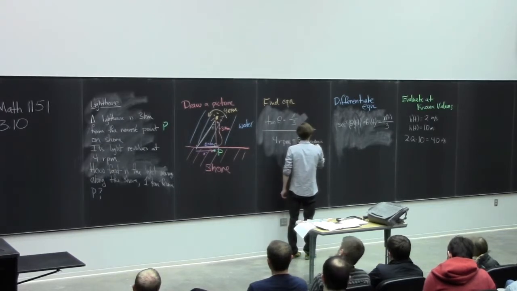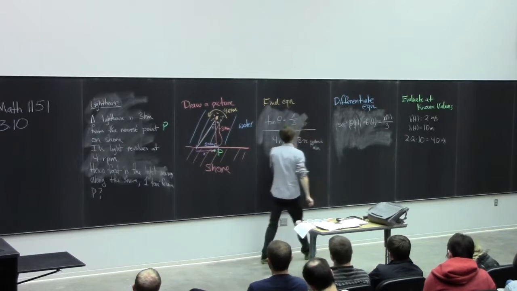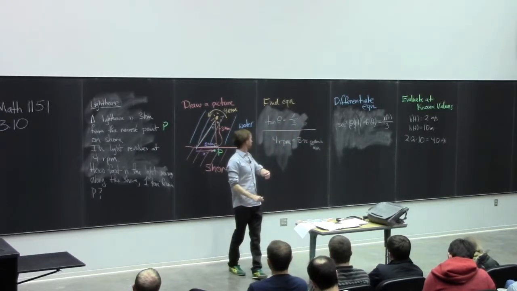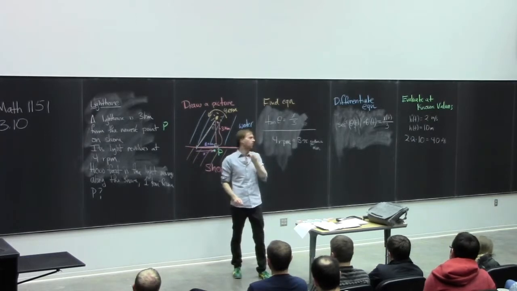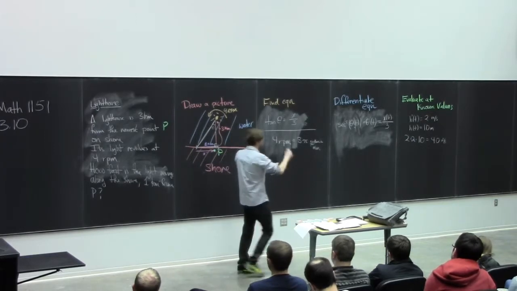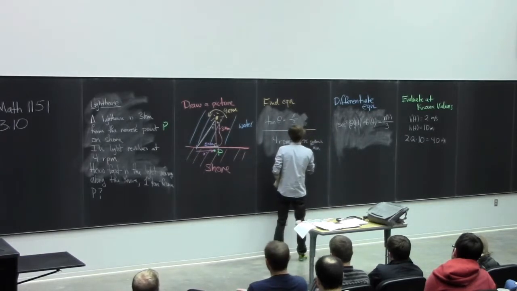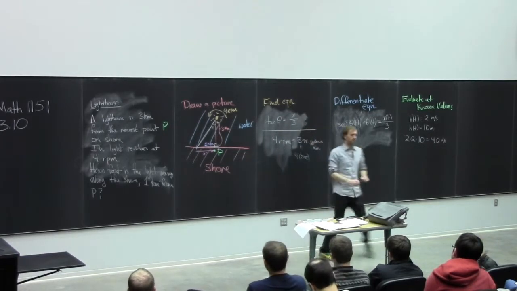Per minute. 8 pi, because you go around. Is that right? Yeah. 4 rotations, 8 pi. 4 equals 4 times 2 pi. There we go. Per minute.